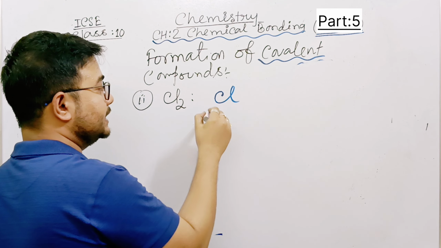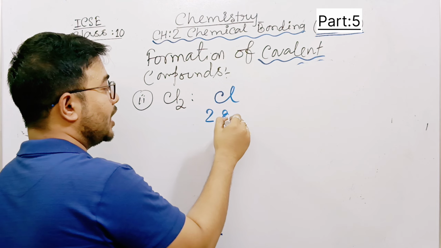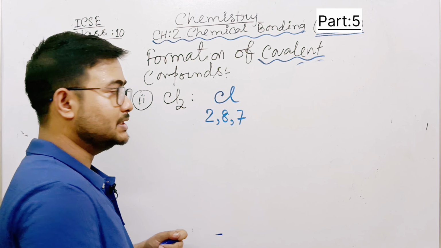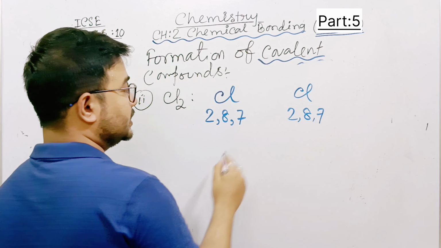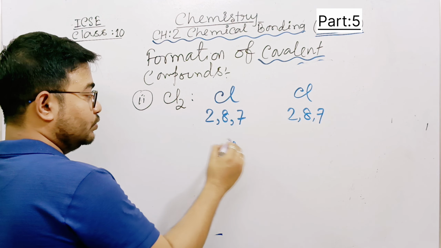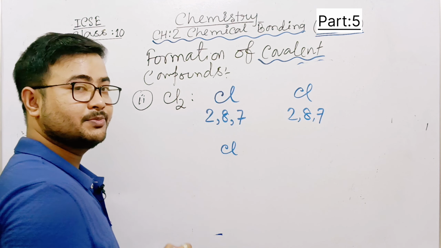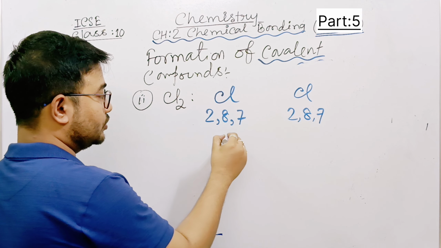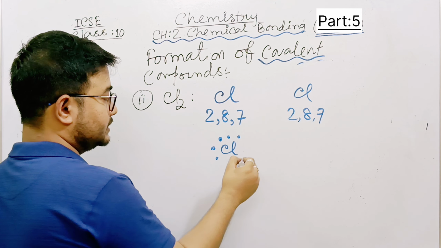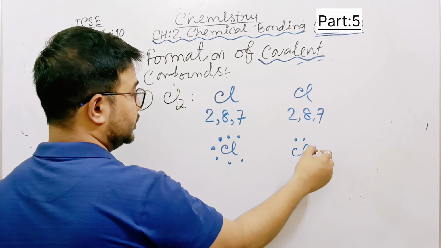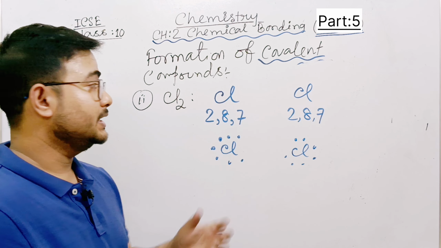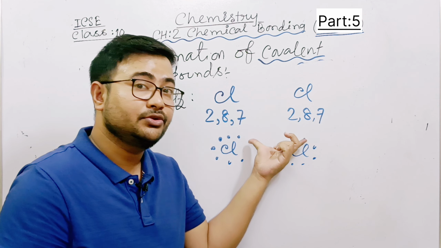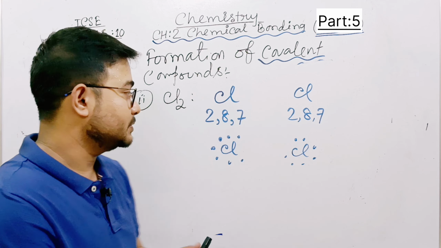Chlorine, what is the electronic configuration? 2, 8, 7. So how many electrons are present in the outermost shell? 7. Another chlorine, also 2, 8, 7. Don't draw the orbit, it is not in our syllabus. So without drawing the orbit, how many electrons are present here? 7. So give 7 dots: 1, 2, 3, 4, 5, 6, 7. Here also 1, 2, 3, 4, 5, 6, 7. Okay, so since both have the tendency to accept, what will they do? They will form a common space.